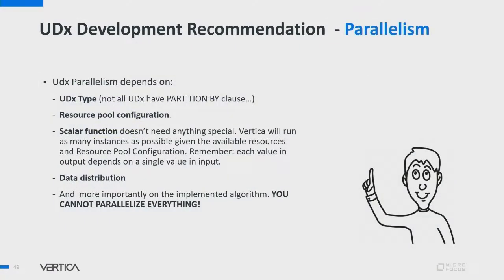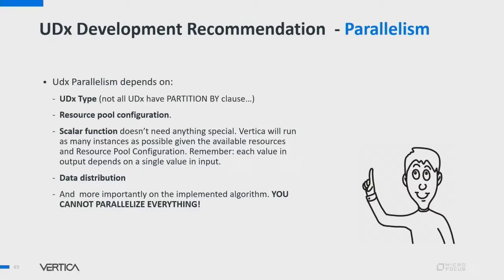Parallelism. Yes, you have to be aware of what you can parallelize. Remember that you cannot parallelize everything. Only associative functions could be parallelized. The parallelism in terms of user-defined functions or extensions depends on the resource pool configuration. There's an execution parallelism parameter, also determined by the UDX type. And in particular, a scalar function does not need anything special, right? So it's executed by the executors as many threads as needed.